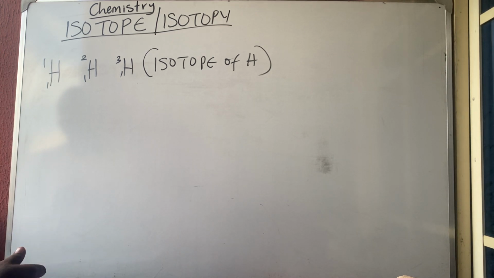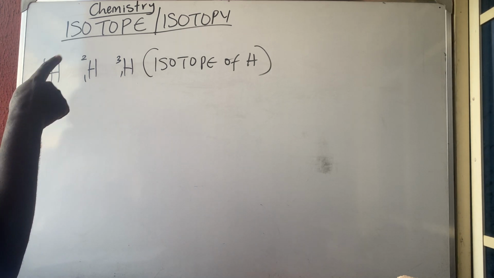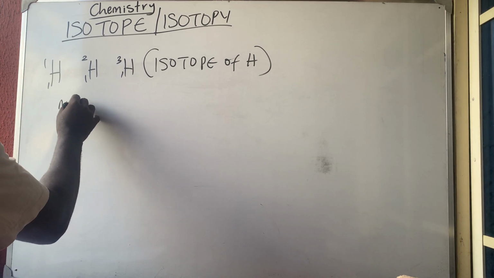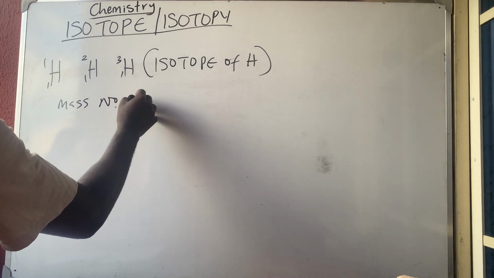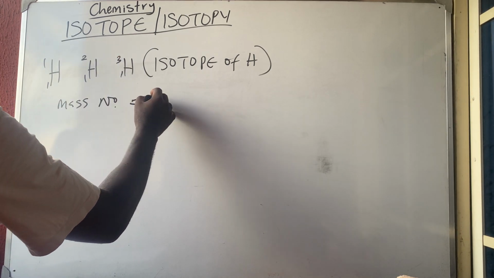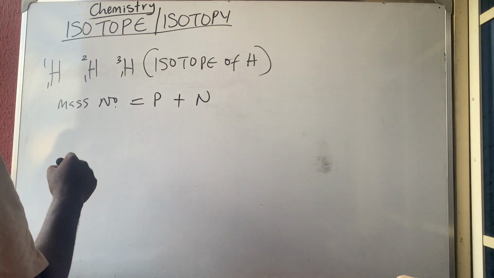So this means that isotopes exist due to a difference in neutron number. Yes, difference in neutron. Because don't forget that the mass number of an element is simply the proton number plus the neutron number.